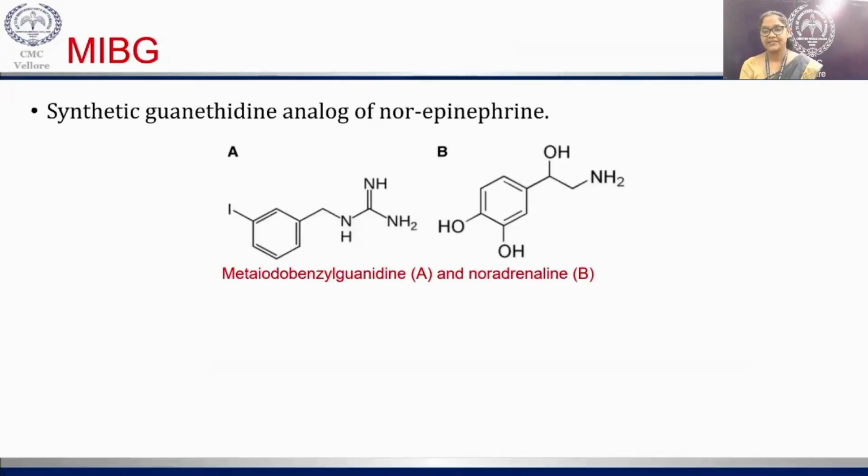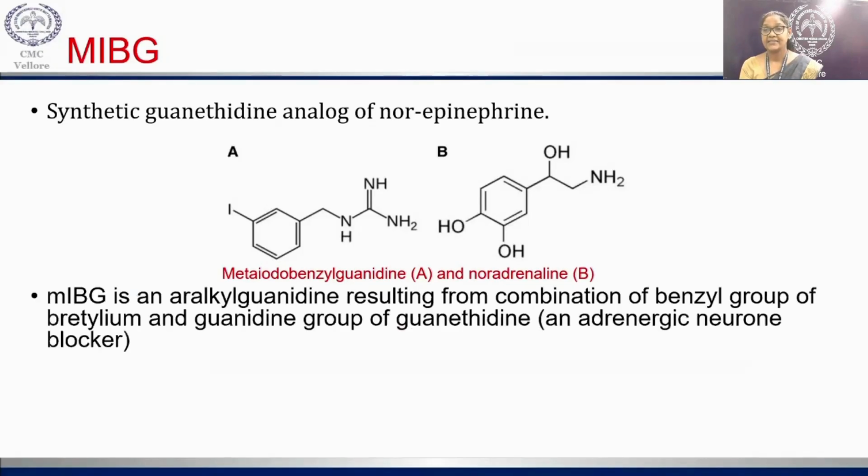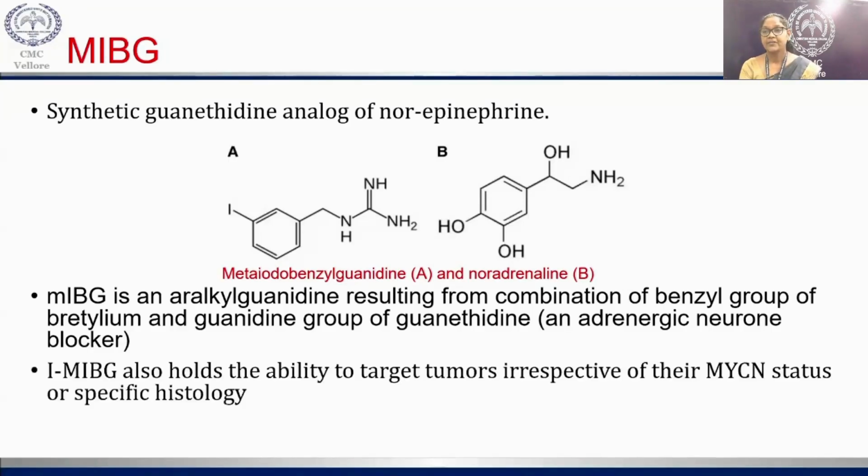So what is MIBG? MIBG is a synthetic guanethidine analog of norepinephrine, and it is an aralkyl guanidine resulting from combination of the benzyl group of bretylium and the guanidine group of guanethidine, which is an adrenergic neuron blocker. MIBG also has the ability to target tumors irrespective of their MYCN status or specific histology.